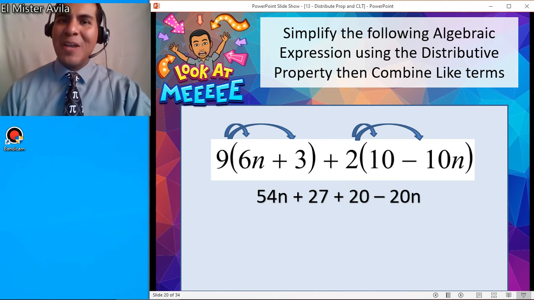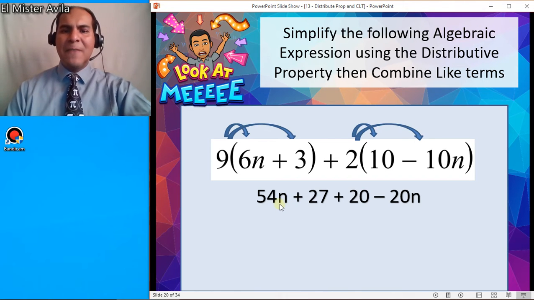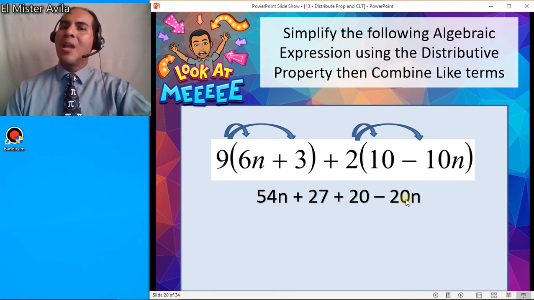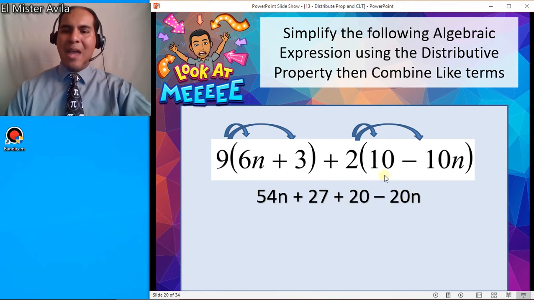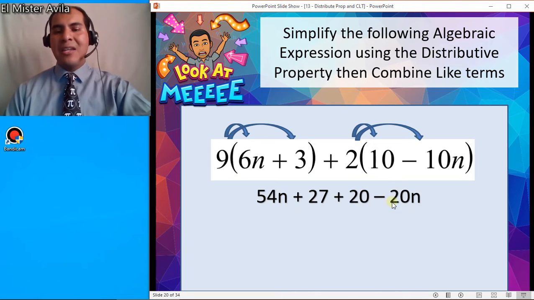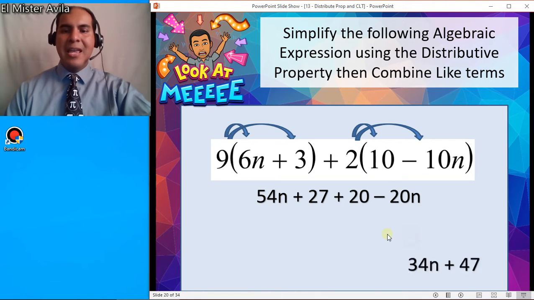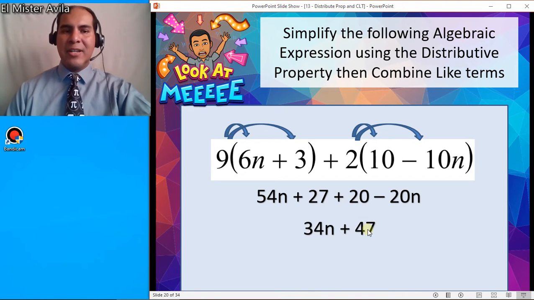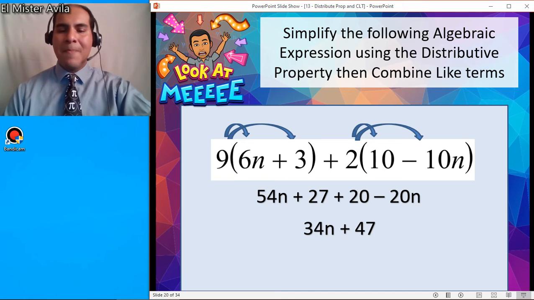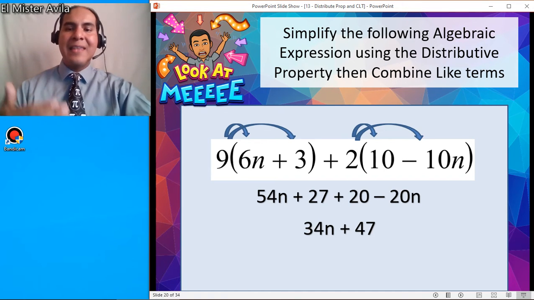Then we look to combine our like terms. 54n is going to combine with which one of these 3 terms? Well, hopefully you see it's supposed to combine with that minus 20n here at the end. So 54n minus 20n gives me 34n, and the 27 is a like term with the 20. Add those up, and we end up with 47. 34n plus 47 is what we get when we combine the like terms here, and that is a simplified version of the expression that we started with.